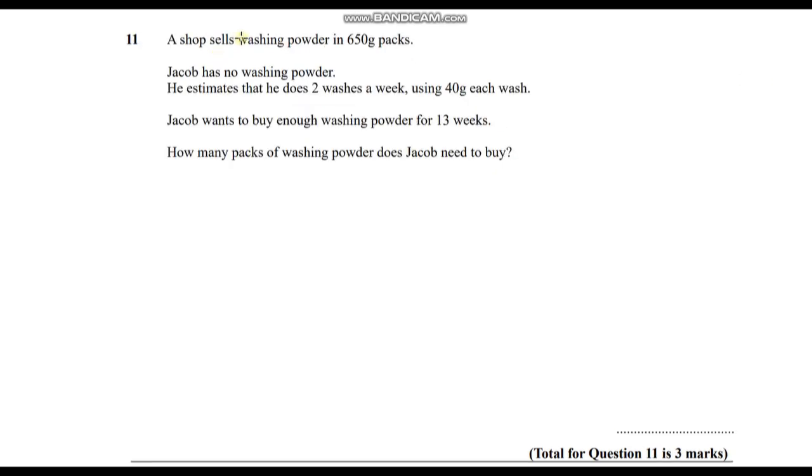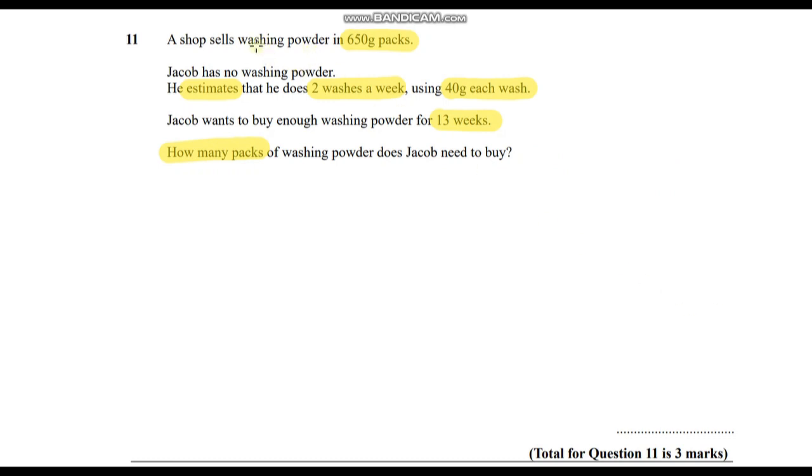Question 11. A shop sells washing powder in 650-gram packs. Jacob has no washing powder. He estimates that he does 2 washes a week using 40 grams for each wash. Jacob wants to buy enough washing powder for 13 weeks. How many packs of washing powder does Jacob need to buy? So again, there's quite a lot of words involved in here and it is worth 3 marks in total.